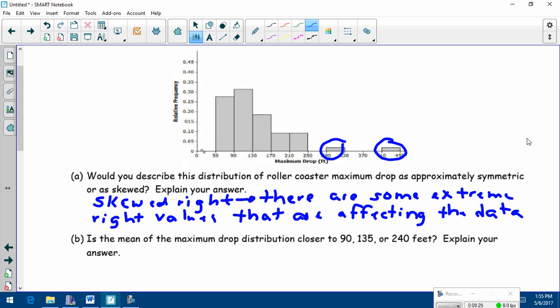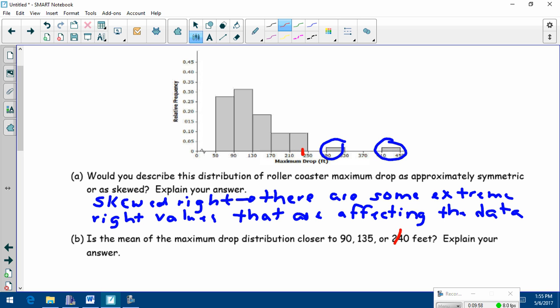Okay, B. Is the mean of the maximum drops distribution closer to 90, 135, or 240? And explain your answer there too. Well, take a look at 240. 240 would be right about here, and it wouldn't really make sense for the average to be out that high. I mean, these are skewing the mean. They're pulling it to the right a little bit. But a lot of data is down here, so the average is going to be concentrated more in the middle of this section, I would say. So this one's too big.